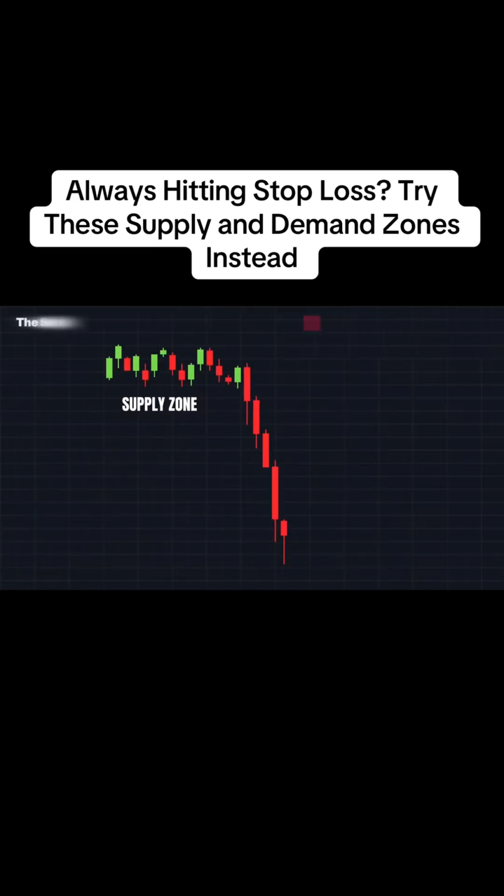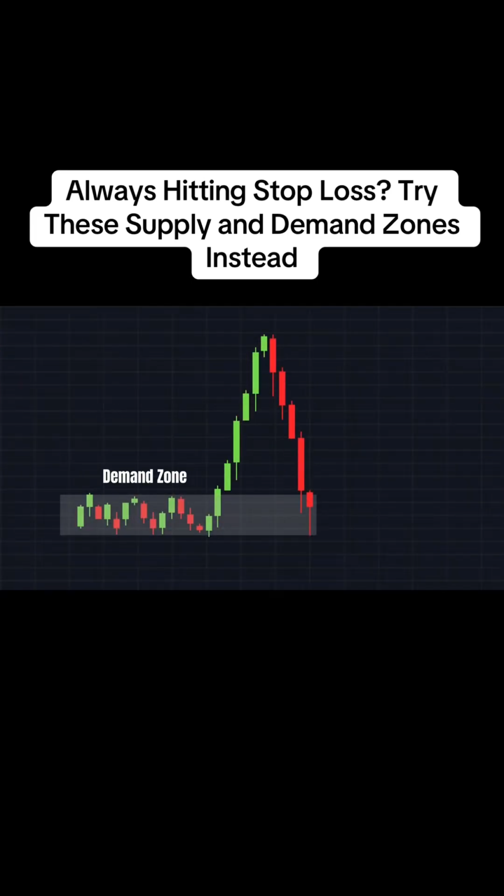Number 2, the smart entry, the pro's choice. This is the method I recommend. You wait for price to come into your zone, and then you look for a giant sign of rejection before you enter. And one more important thing.